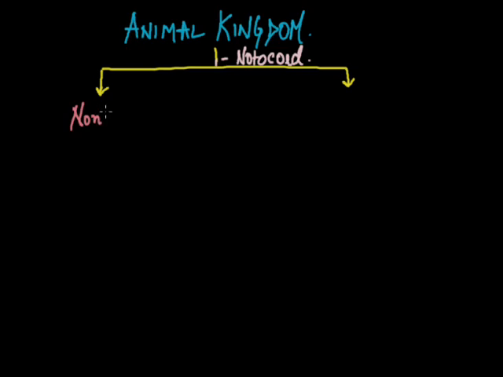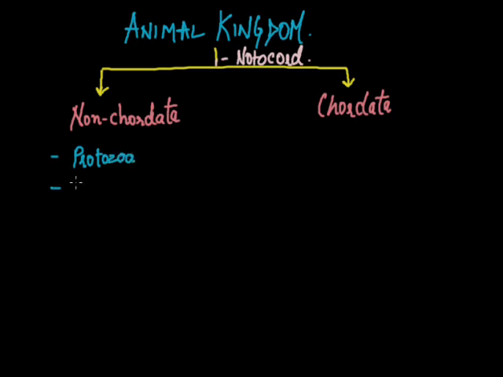First, non-chordata, and the next is chordata. There are nine phyla in the animal kingdom in the case of non-chordata. First is Protozoa. Second is Porifera. Third is Coelenterata.